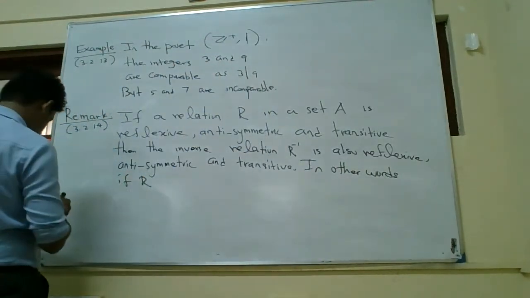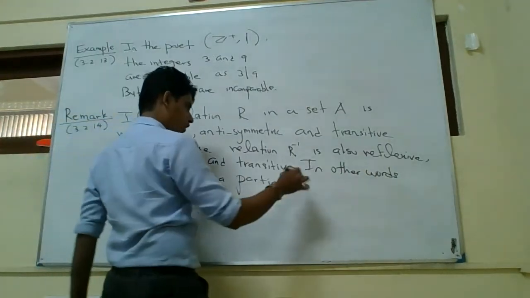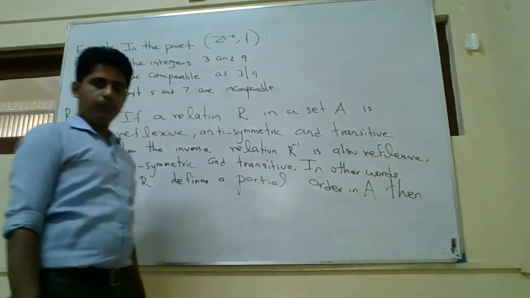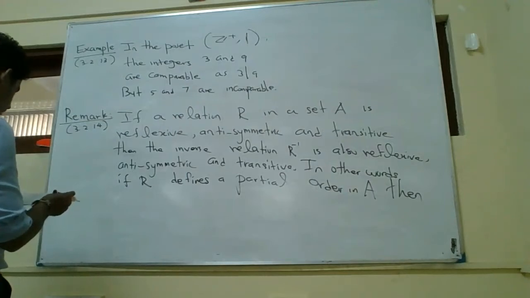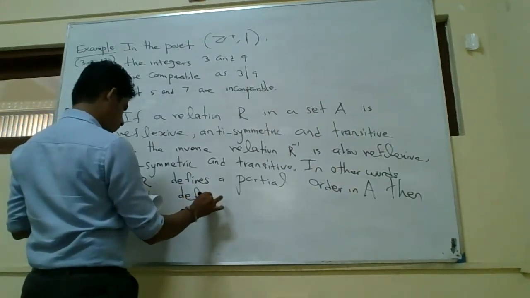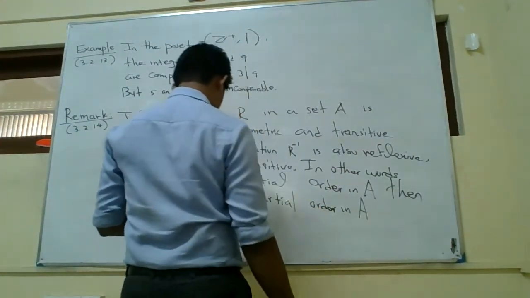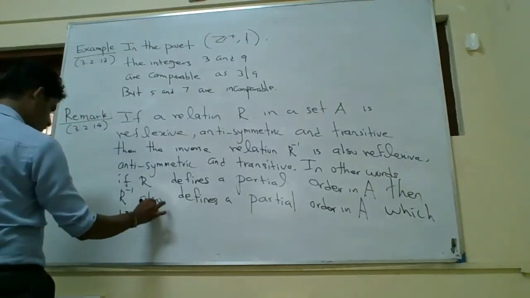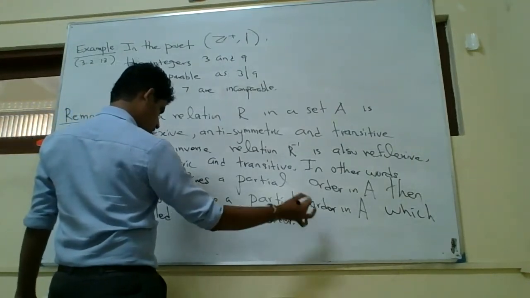In other words, if R defines a partial order in A, then R inverse also defines a partial order in A, which is called the inverse order.